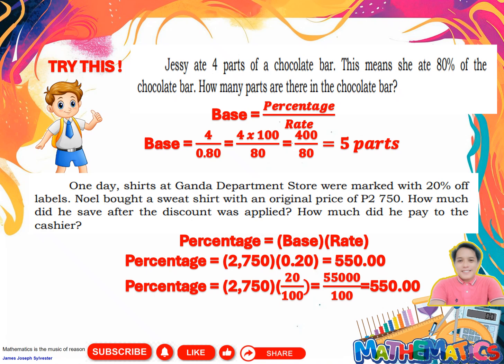So just multiply 2,750 times 20, we get 55,000. Then divide it by 100. Then cancel two zeros, so the remaining will be 550 pesos.